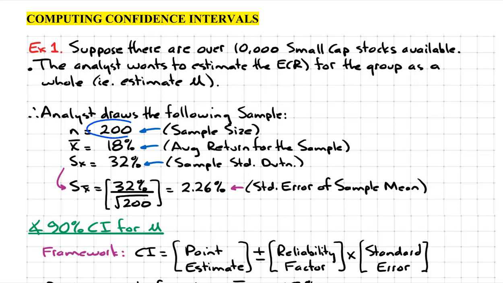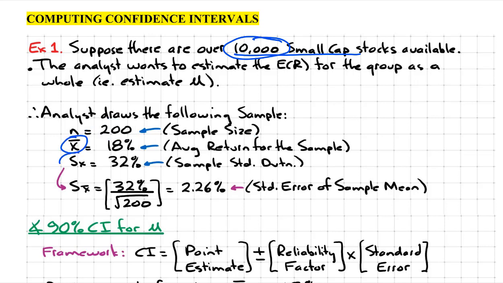She draws 200 observations. So even though there's 10,000 small caps available, so this represents the population, she is only going to draw 200 data points from that population. So this would be the sample size. So what is she going to do with those 200 observations?